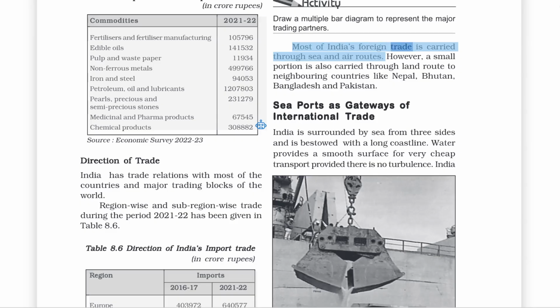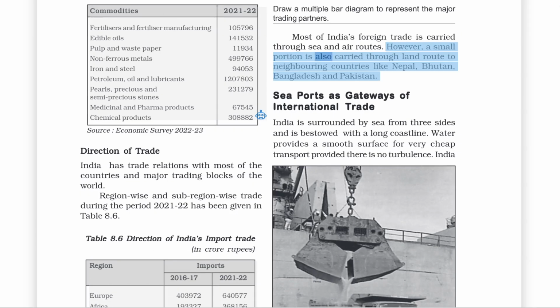Most of India's foreign trade is carried through sea and air routes. However, a small portion is also carried through land route to neighboring countries like Nepal, Bhutan, Bangladesh and Pakistan.